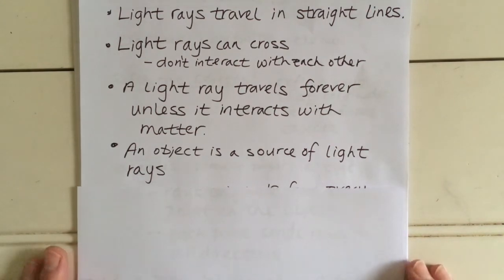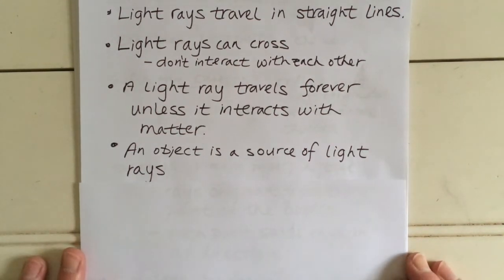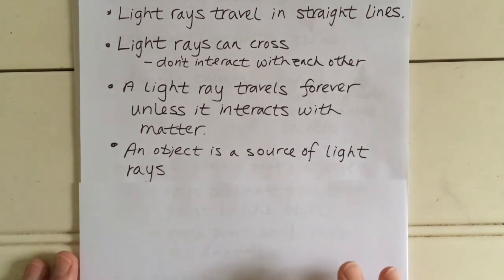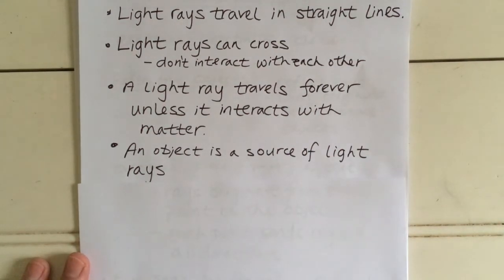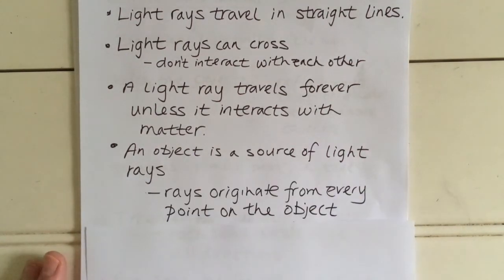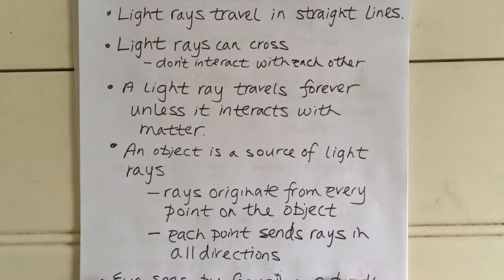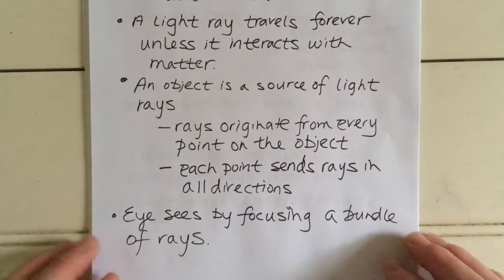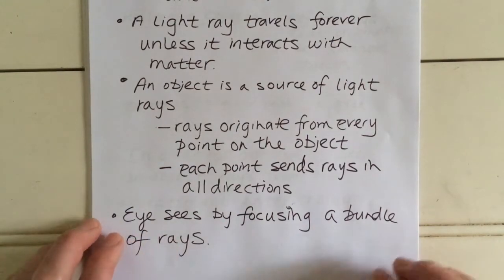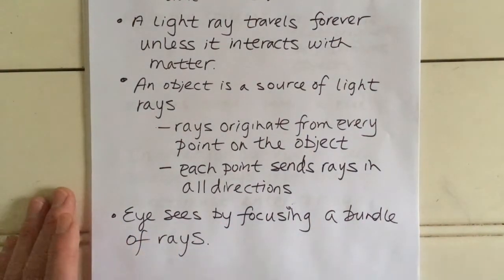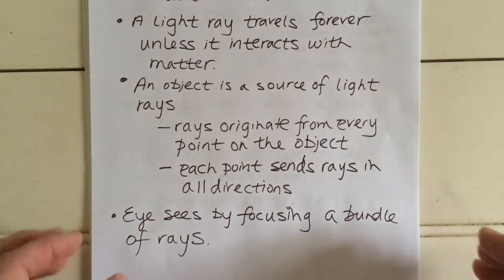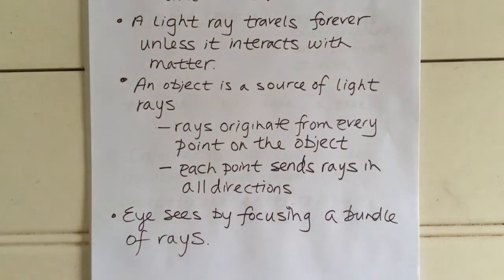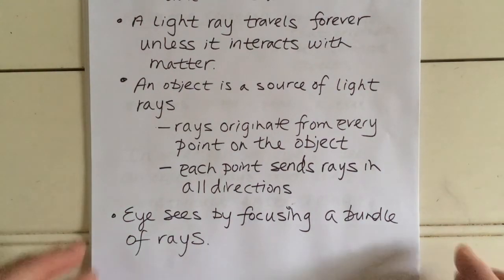In this chapter, we're going to draw something called a ray diagram, which is a simplification of the light rays coming off of a source, because there's an infinite number of light rays coming off of a source, but we're only going to draw so many. Rays originate from every point on the object, and each point sends rays in all directions. Your eyes see by focusing a bundle of rays. We're grouping all these ideas in the ray model of light.